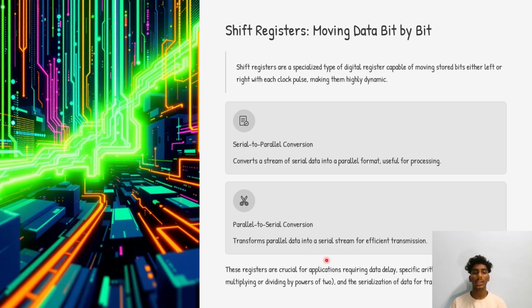These registers are crucial for applications requiring data delay, specific arithmetic operations like multiplication and division by powers of 2, and serialization of data for transmission over signal lines.